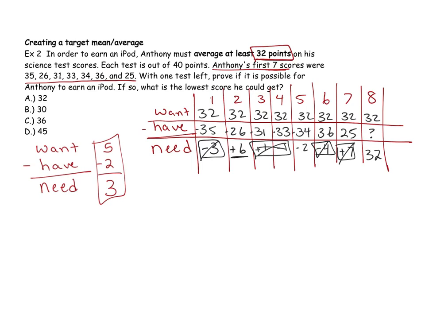And so now we look at this plus 6 and this minus 2. Well, in total, we need to make up 4 points on that 8th test to make up for all the other problems that we missed or got right. So in total, we need 32 plus 4 extra points, which is 36 points.